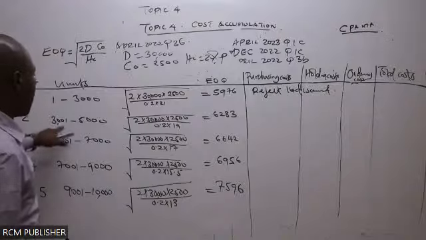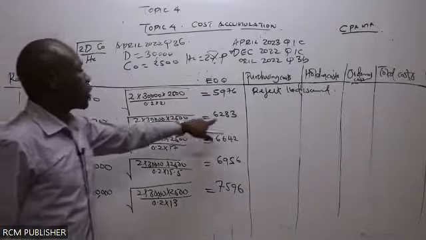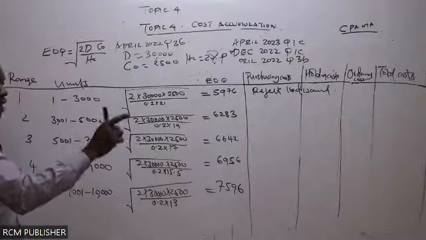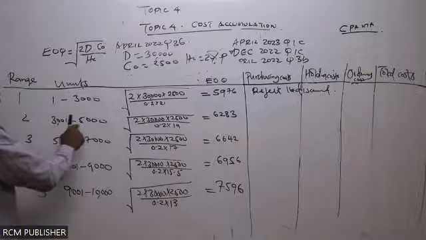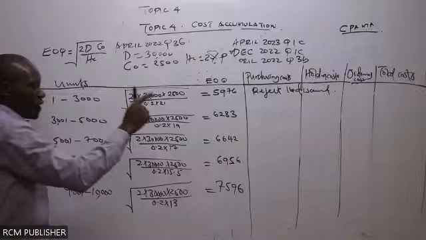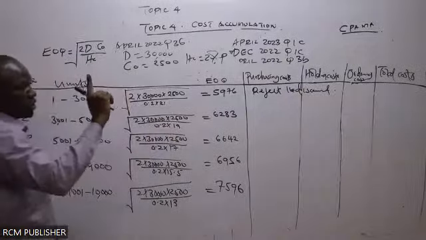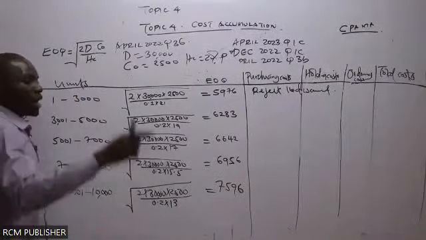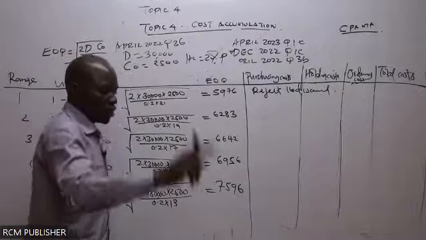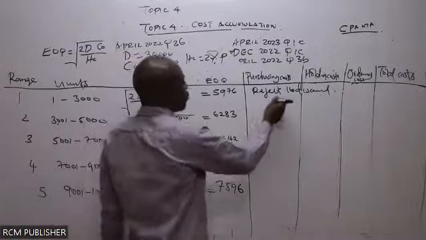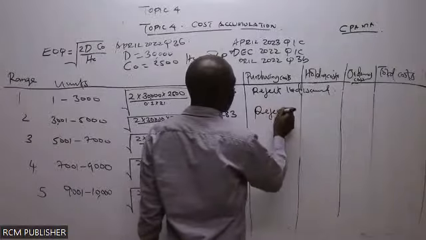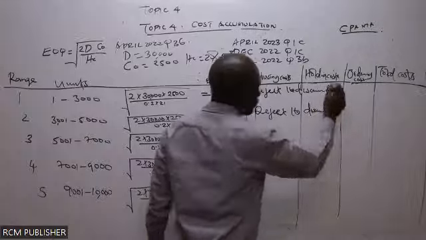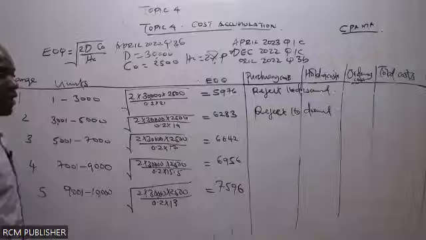When I move to the second one, my economic order quantity is 62.83, but they want me to order a product between 3,001 to 5,000 for me to be given a discount of 19 shillings per unit. Because this range here is below my economic order quantity and I cannot order anything below economic order quantity, I do the same thing: reject the discount. I don't need to take time to calculate that.